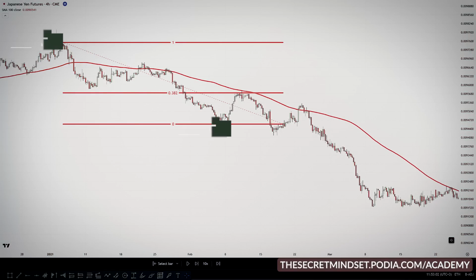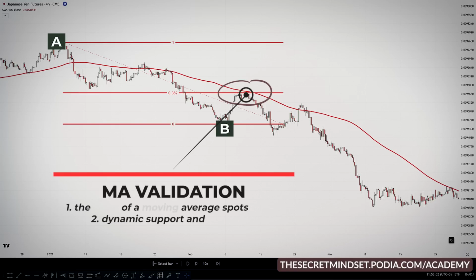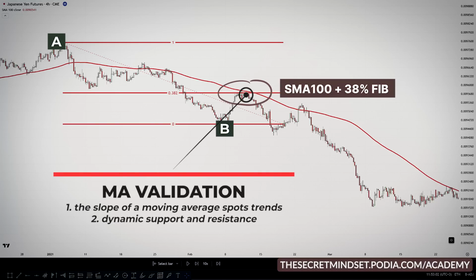Moving averages serve two key purposes in this partnership. First, they help you spot trends. A simple look at the slope of a moving average can tell you if the market is trending up, down, or sideways. And second, moving averages act as dynamic support and resistance. As price moves, these lines shift, creating flexible barriers that price often respects. And when a Fibonacci level lines up with a moving average, you've found a spot of confluence.